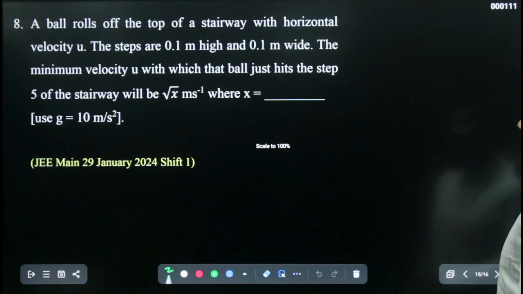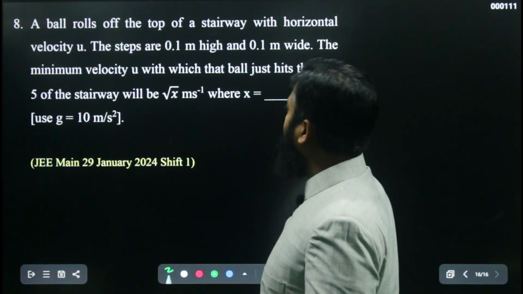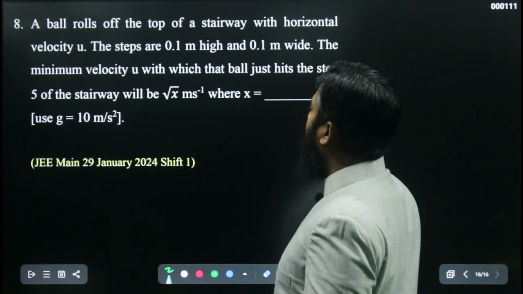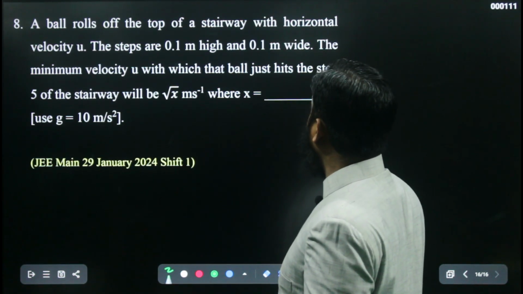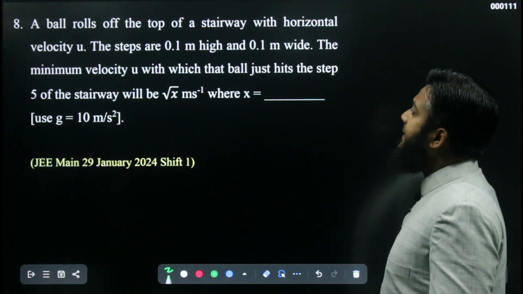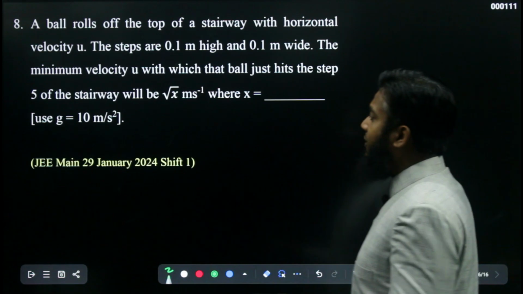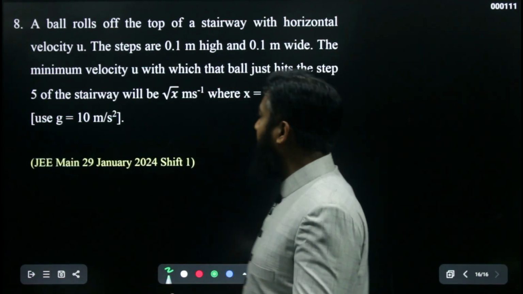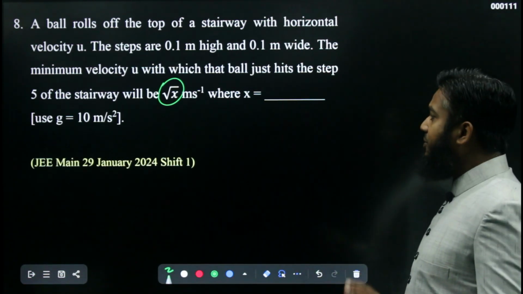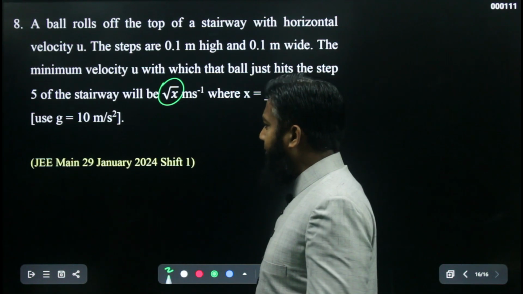Okay, today's last question. A ball rolls off the top of a stairway with horizontal velocity u. The steps are 0.1 meter high and 0.1 meter wide. The minimum velocity u with which the ball just hits the step 5 of the stairway will be, again this is a numerical type question and be very careful, as given to us, square root of x meter per second, where x is. So the value of x is to be found out.